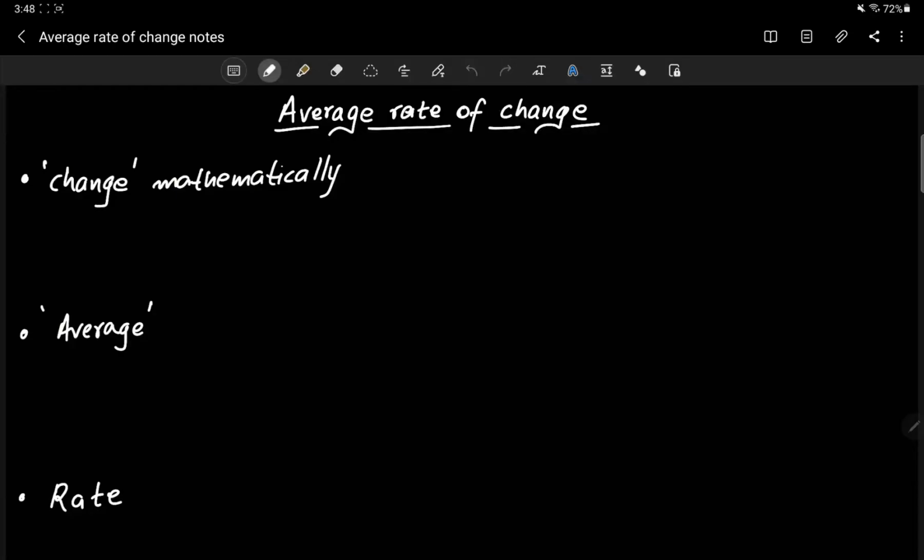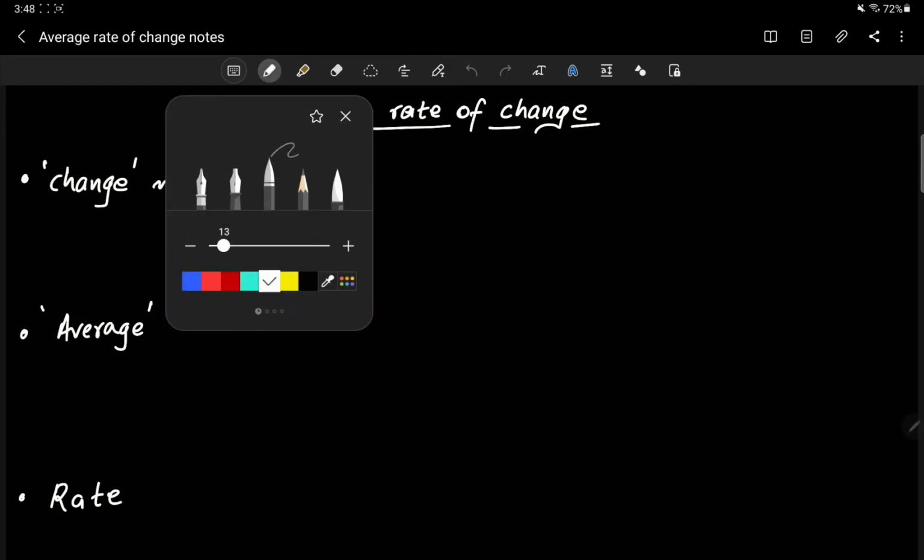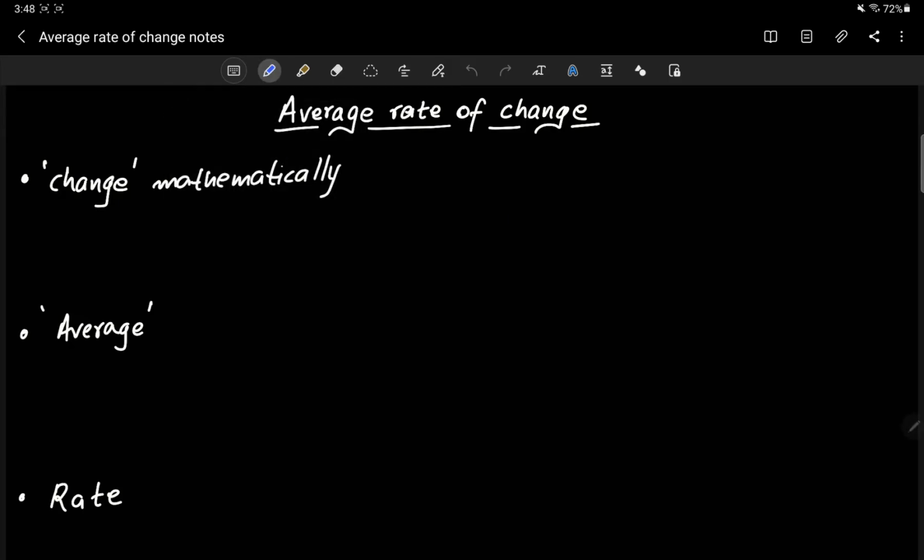Everyone, in this video we will talk about average rate of change. Before jumping into what it means, let's break it down into the three words it contains: change, rate, and average. So what is change mathematically?